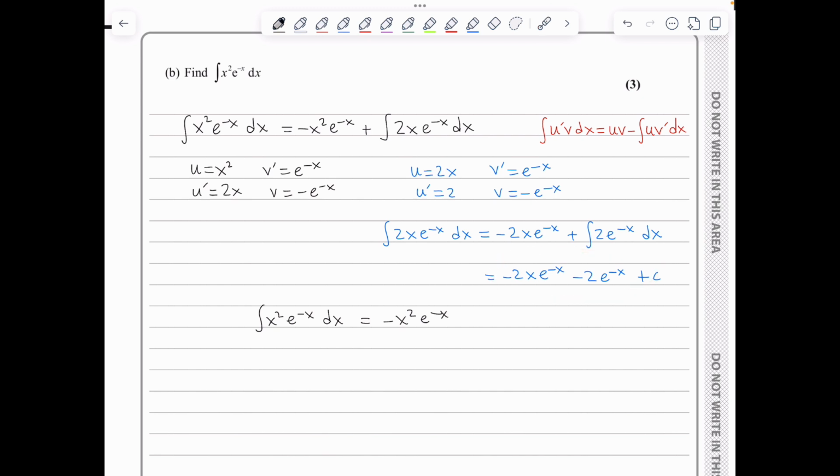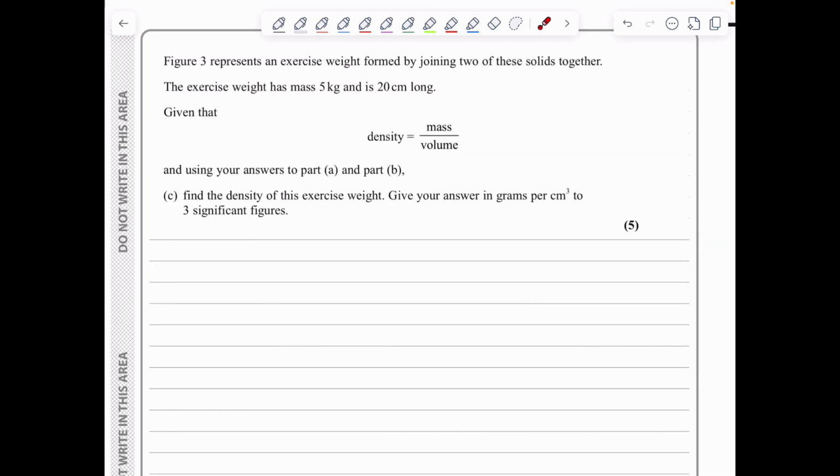So we're looking at minus 2x e to the minus x minus 2e to the minus x plus c. We're then told that figure 3 represents an exercise weight formed by joining two of these solids together. Now this exercise weight has a mass of 5 kilograms and a length of 20 centimeters. We know that density is equal to mass over volume, and we need to use our answers to find the density of this exercise weight, giving our answer in grams per cubic centimeters to 3 significant figures.